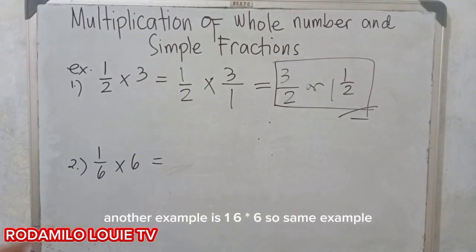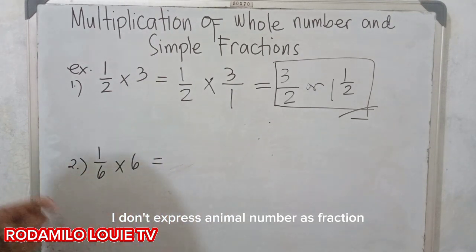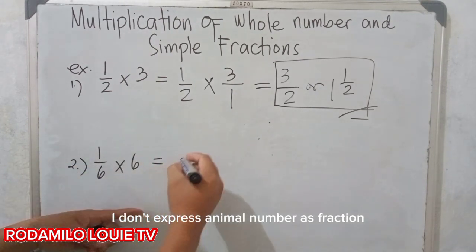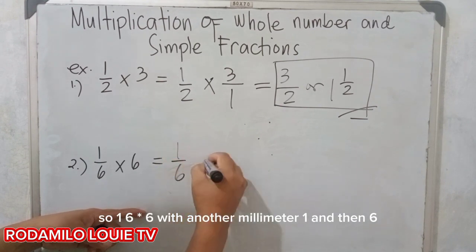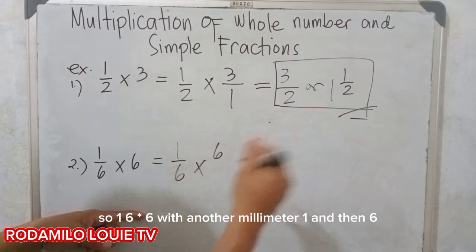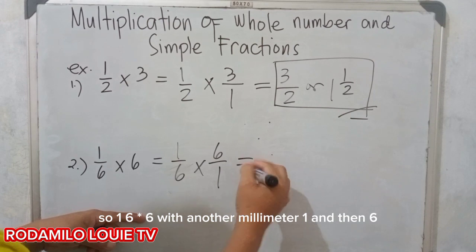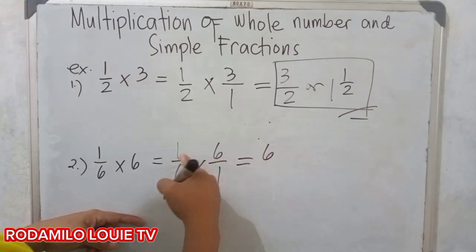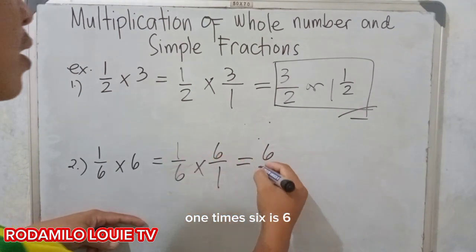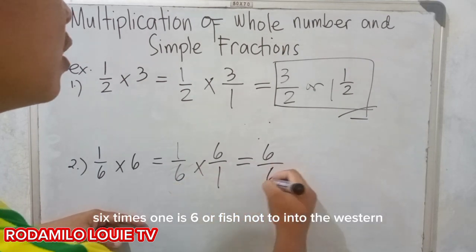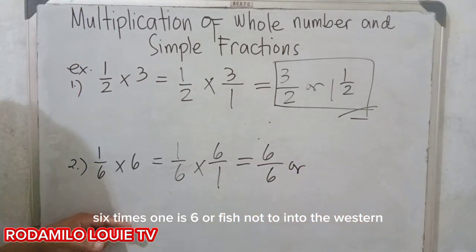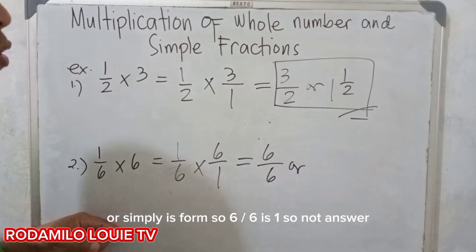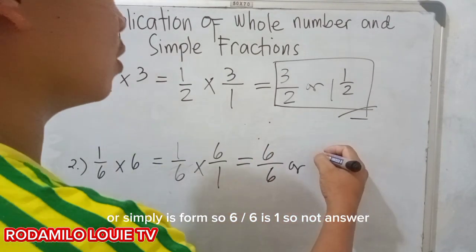Another example is 1/6 times 6. So same na gyapon, atong i-express ang atong whole number as fraction. So 1/6 times 6, butangan itong denominator na 1. And then 1 times 6 is 6. 6 times 1 is 6, or express na to into lowest term o simplest form. So 6 divided 6 is 1.